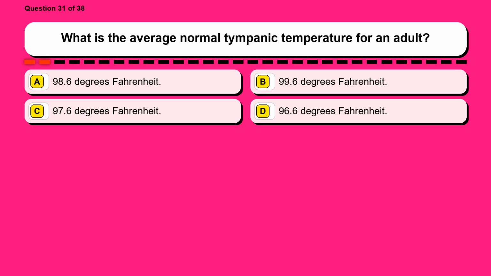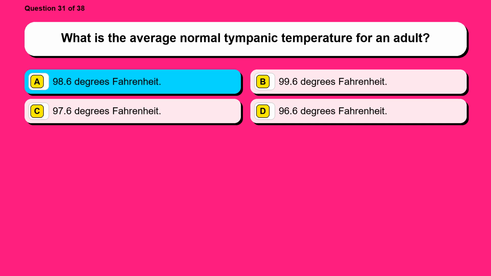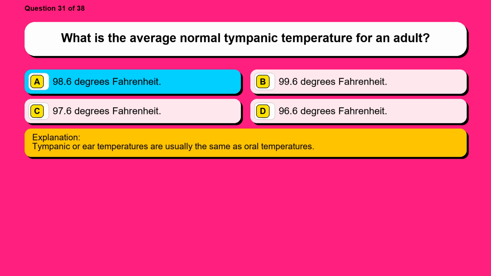Question 31. What is the average normal tympanic temperature for an adult? Option A, 98.6 degrees Fahrenheit. Option B, 99.6 degrees Fahrenheit. Option C, 97.6 degrees Fahrenheit. Option D, 96.6 degrees Fahrenheit. The correct answer is option A, 98.6 degrees Fahrenheit. Tympanic or ear temperatures are usually the same as oral temperatures.